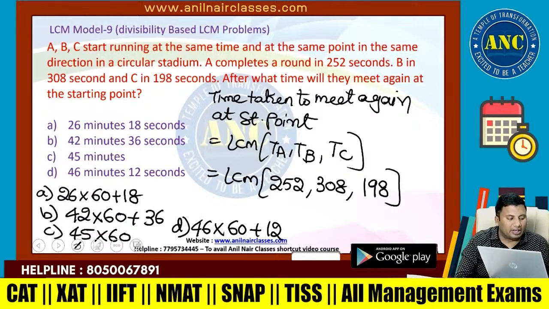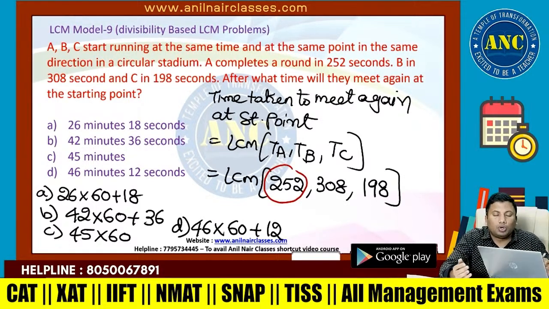Now see here, 252. The digital sum is 9, so the answer's digital sum should be 9. Now if you see here, 26 into 60 plus 18: 4 plus 2, 6; 4 plus 6, 10; 1 and 6 are 6; 6 plus 3 is 9. I hope it is clear.